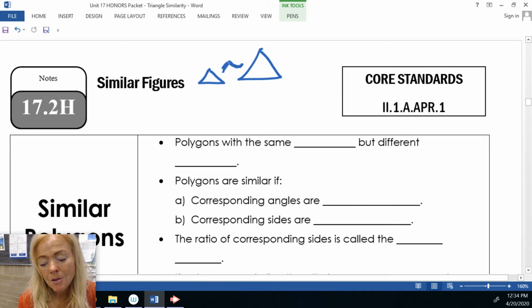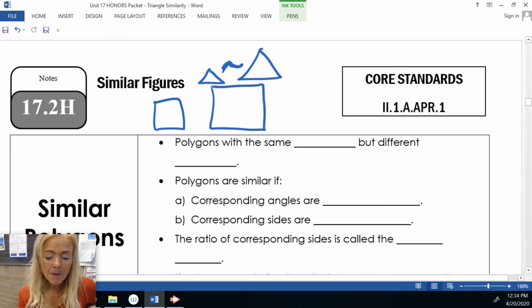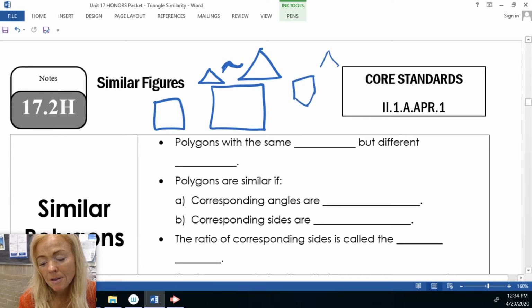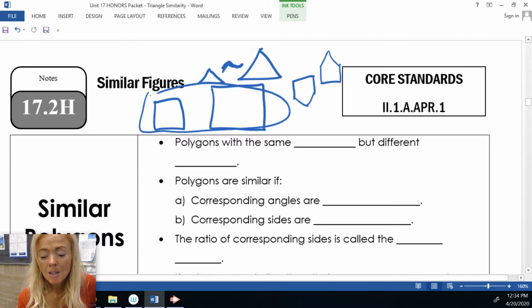Now, it doesn't just happen with triangles, though we probably will concentrate mostly on triangles, especially when we're doing proofs. Oh no, proofs. Anyway, it can happen with triangles, squares, any type of shape. If I have a pentagon, it can happen also with a pentagon. These are similar because they're the same shape but different size. Notice I have one small, one a little bit bigger.